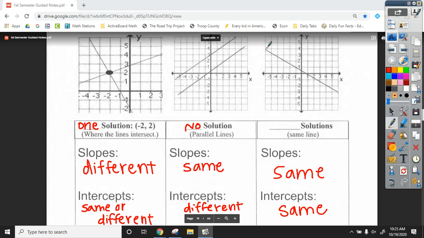If it's the same line, do they cross? Yeah, they cross the entire time, right? So how many solutions are there? It's infinite solutions or infinitely many solutions. They cross the entire time. So every point on the line is going to be a solution if they're the exact same line.